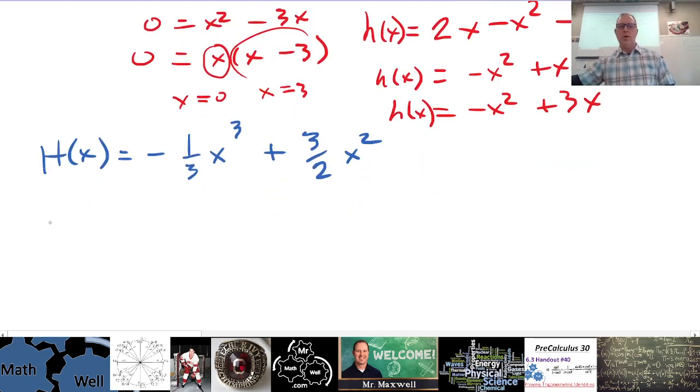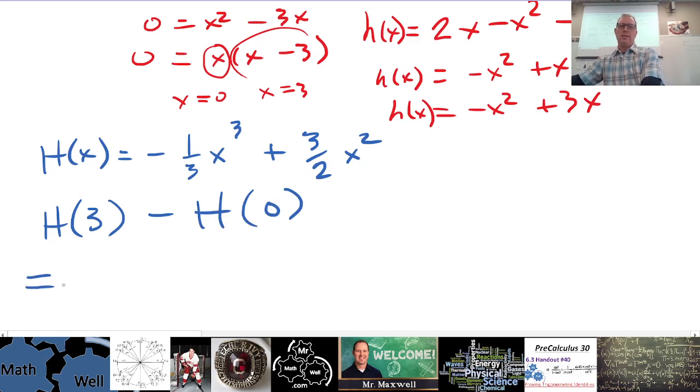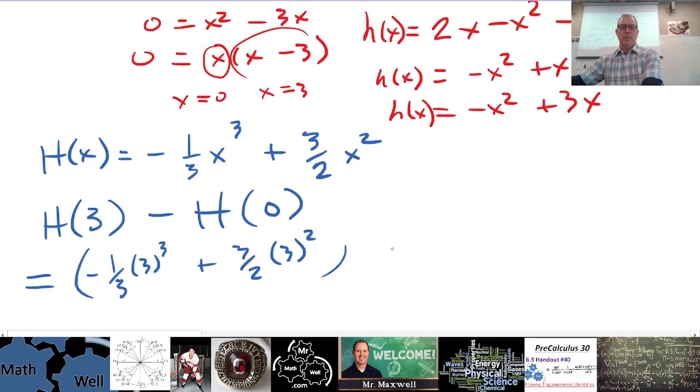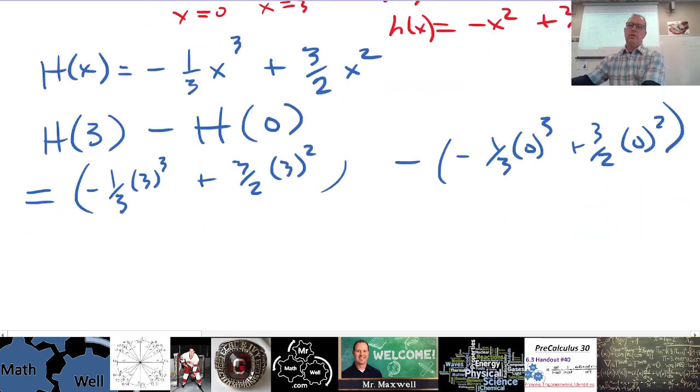We're going to find the area underneath those. So we're going to do capital H of 3, since we know our intersection point is 3, minus capital H of 0. So let's go ahead and do that. That's going to be the area underneath this new curve. So negative 1/3 of 3 cubed plus 3 over 2 of 3 squared, minus negative 1/3 of 0 cubed plus 3 over 2 of 0 squared, which are just zeros, so that's no big deal there.